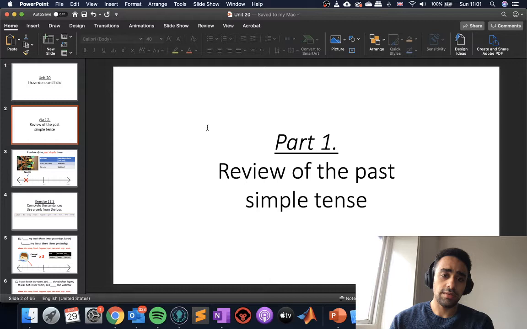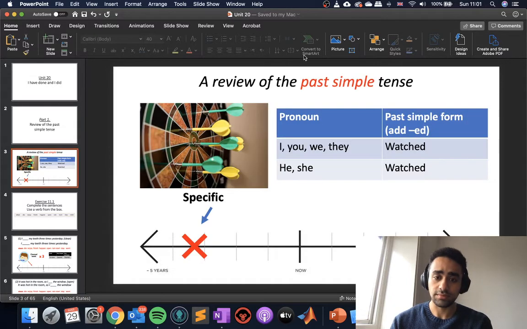So first, we are going to review the past simple tense. In the past simple tense, we have the pronoun, and then we have the past simple form of the verb. Usually for regular verbs, the ordinary verbs, not irregular verbs, we add ed at the end. So watch will be watched, and it's the same for all pronouns.